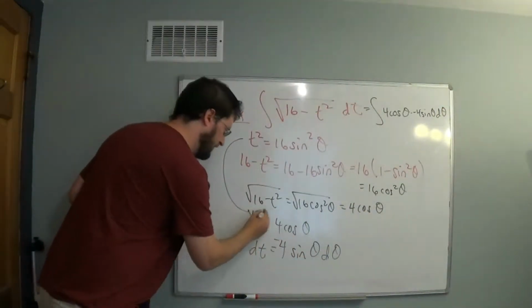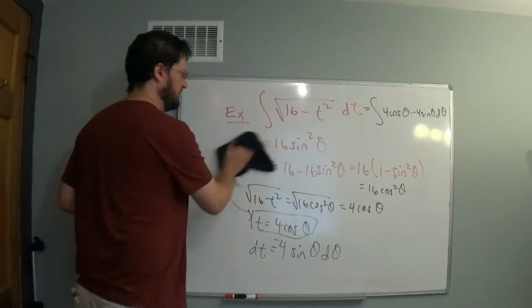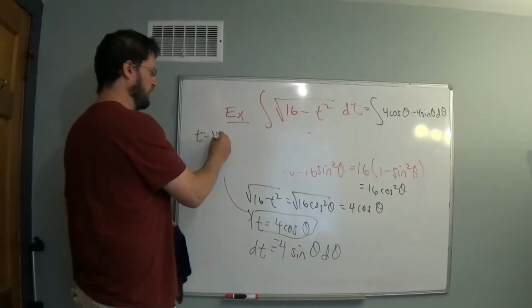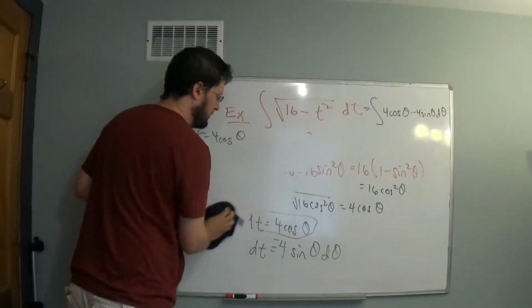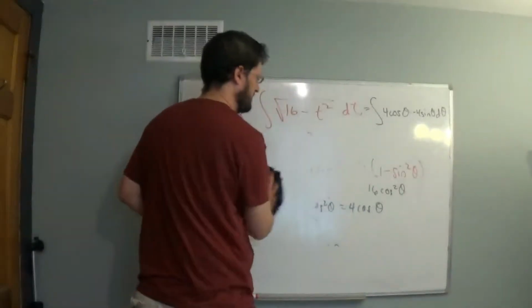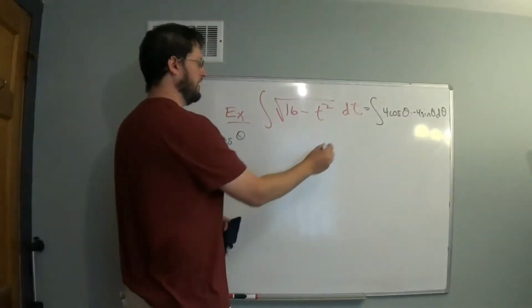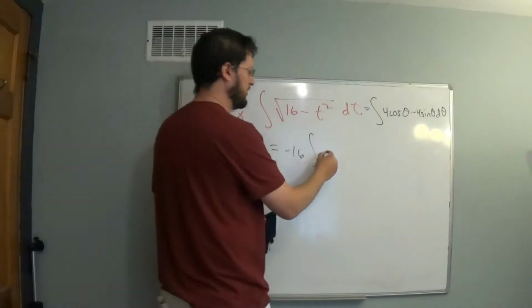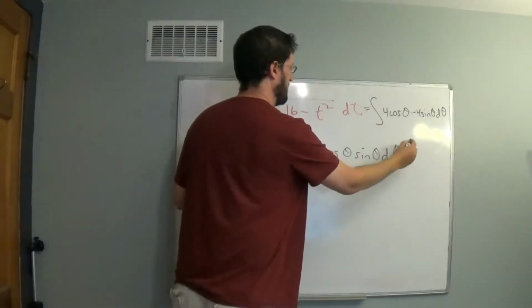We're going to need to save this one for our last substitution, back substitution. So the t was 4 cosine theta. That's essentially the substitution that we've made. And we find our integration. This integral becomes negative 16 outside the integral, then cosine theta, sine theta, d theta.